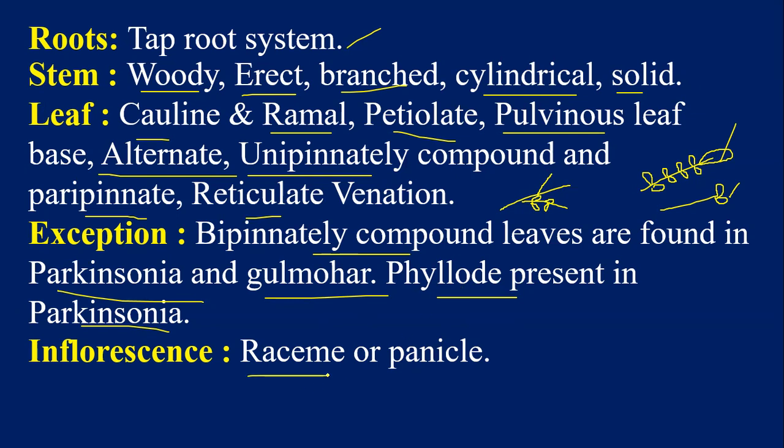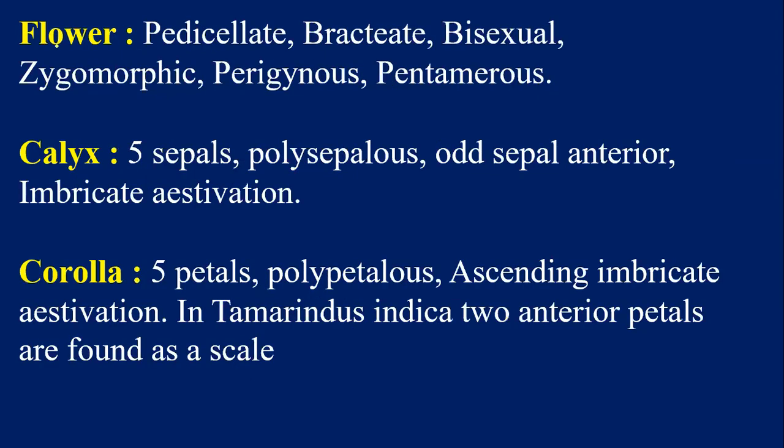Inflorescence. What kind of inflorescence is seen in this family? Racemose or panicle type. The mode of arrangement of flowers is in acropetal succession. Flowers with a stalk are called pedicellate, with bract called bracteate. Both male and female reproductive parts are present, so it is called a bisexual flower. A flower that can be cut into two equal halves in only one vertical plane is called zygomorphic.